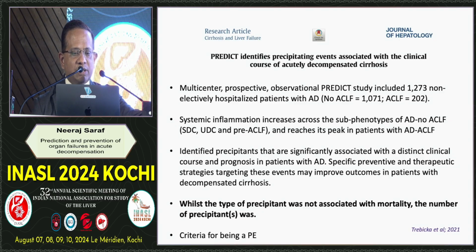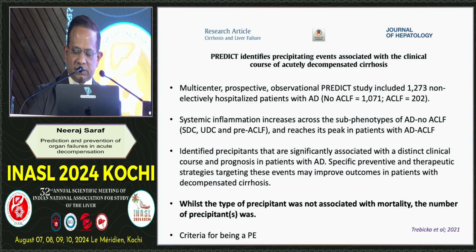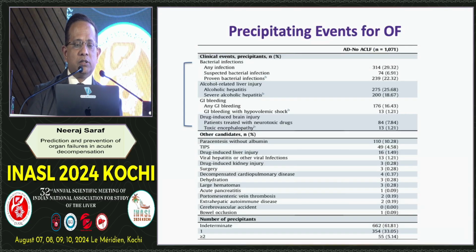And what this study found was that the type of precipitant was not as important as the number of precipitants was. And there are certain criteria for actually being called a precipitant. So a precipitant is one which affects the course of liver disease or can cause decompensation, and it has to coincide with or precede the worsening of acute decompensation or organ failure. So again, in this study, the precipitating events were similar to what we saw almost 10 years ago in the CANONIC study.